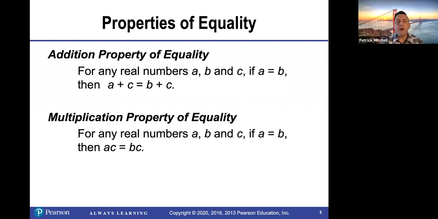And you can also multiply both sides of an equation by any real number. For any real numbers a, b, and c, if a is equal to b, then a times c is equal to b times c.